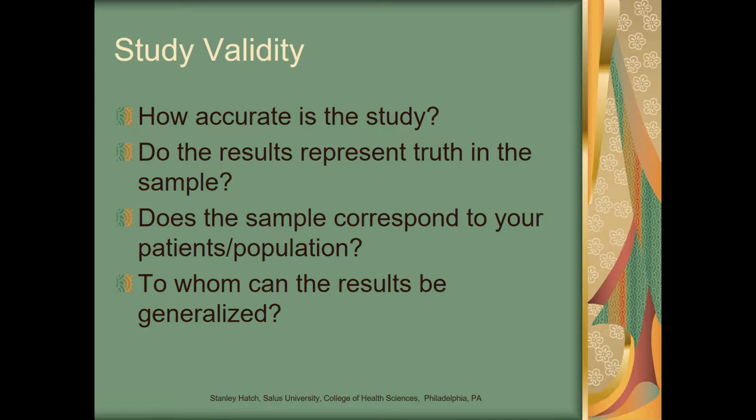When we look at study validity, we're going to look at two areas. One is internal validity, one is external validity. Internal validity is how well do the results represent the truth accurately to the sample that was studied. External validity is how well do these subjects represent the patient or populations for which the results are going to be applied. That is the generalization. How do you take the sample and then generalize the results to a population?